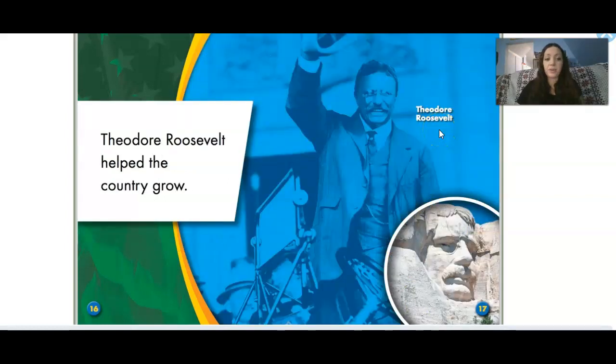And then Theodore Roosevelt helped the country grow. And Theodore Roosevelt was also the president that loved animals. And so he did a lot of things to preserve some of the animals and national parks in the United States. And he also had all the different animals that he kept at the White House. So you can see Theodore Roosevelt, and it's also where he got teddy bears from.